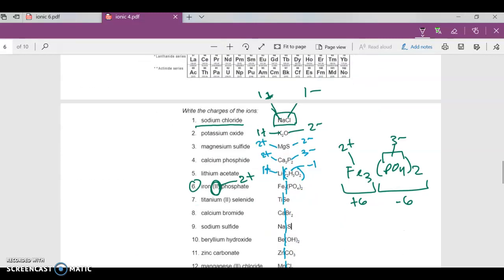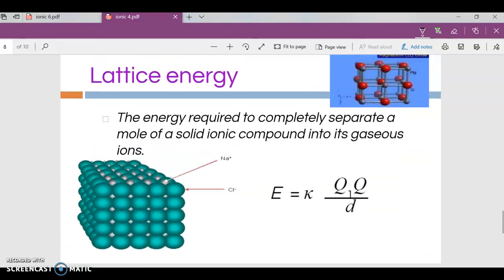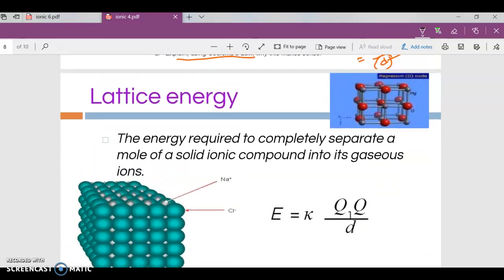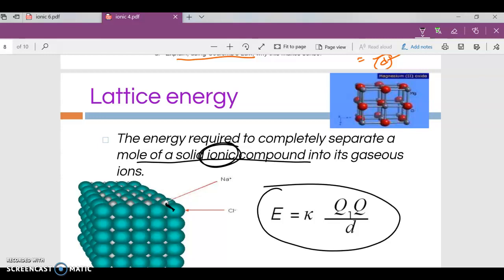Let's take it to lattice energy. You'll find this in your notes, but it's the energy required to completely separate a mole of a solid ionic compound, we're specifying ionic compound here, into its gaseous ions. So here you can see, here's my Na, here's my Cl. They're attracted to each other, and they're attracted by, of course, Coulomb's law.